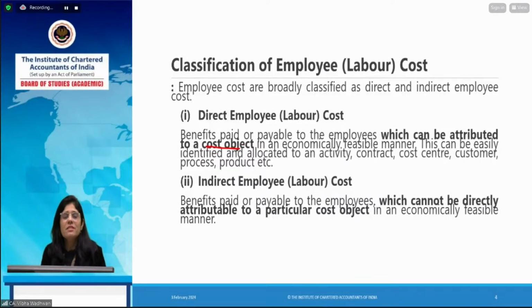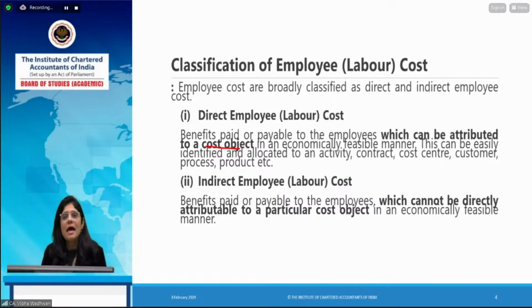So whatever salary is given to the supervisor is not direct. He is not directly working on the product; he is supervising the products. So his salary will be indirect. The laborer who is working on the product, whatever you are paying to that labor is direct labor. The supervisor who is just supervising all the products, not directly working on any single product, the salary you are paying to the supervisor is indirect labor.